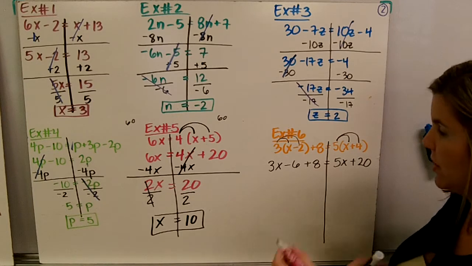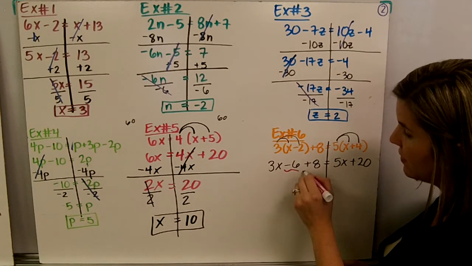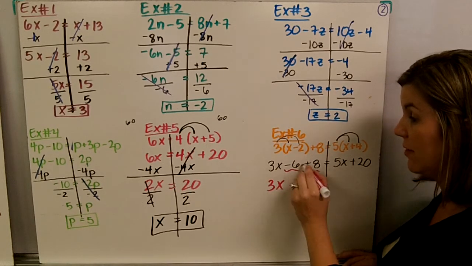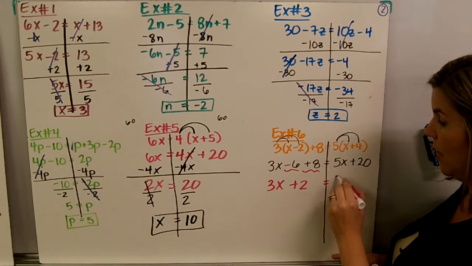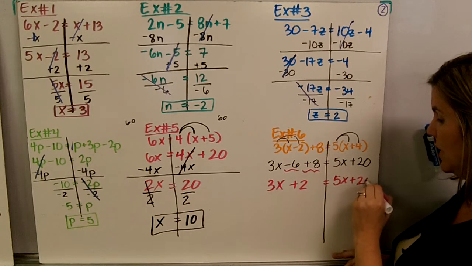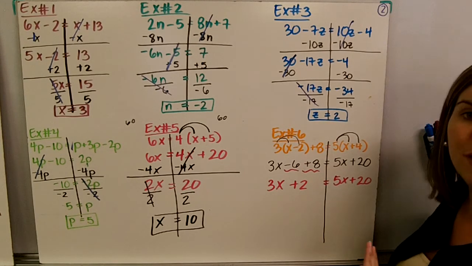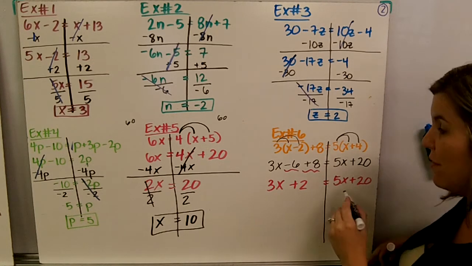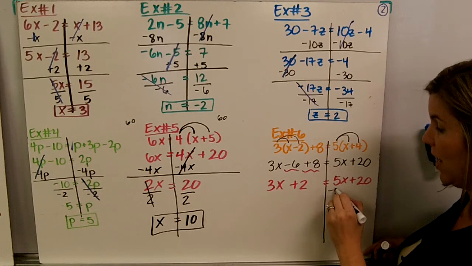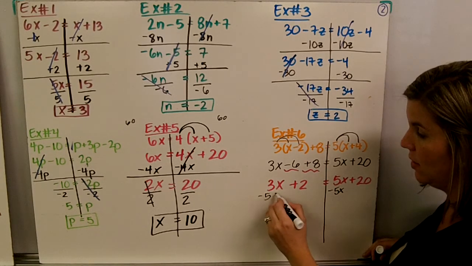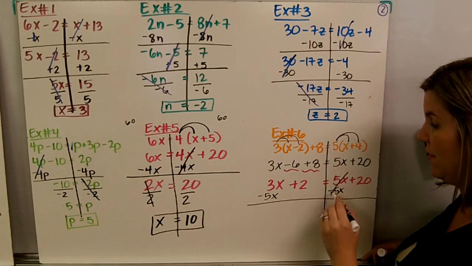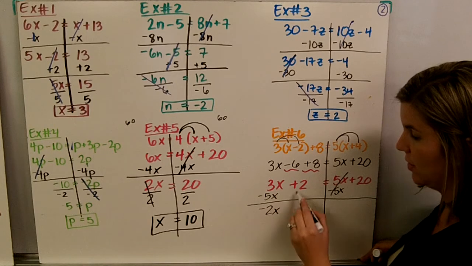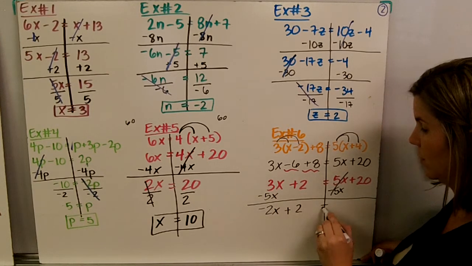Now let's combine like terms. I have negative 6 plus 8, so I have 3x plus 2. Negative 6 plus 8 is 2. And 5x plus 20, still over here. I need all of my variables on the one side and all of my constants on the other. So I'm going to move my variables to the left side. Subtract 5x from both sides. The 5x's cancel. 3x minus 5x is negative 2x. Carry this down. Carry down 20.